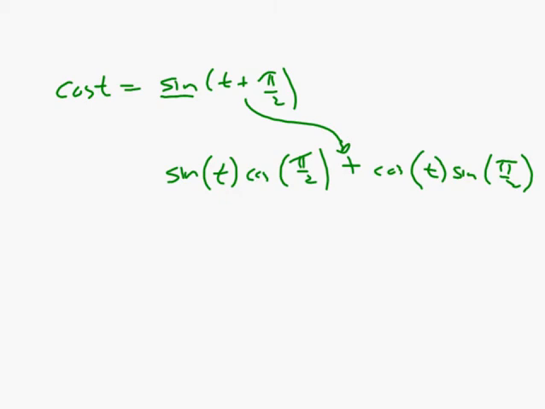If we take a minute to figure these things out, cosine pi over 2 is again 0, so this first term is gone. Plus over here you've got the sine of pi over 2, but that's just cosine t times 1. So this whole thing equals the cosine of t, and that's exactly what you wanted.